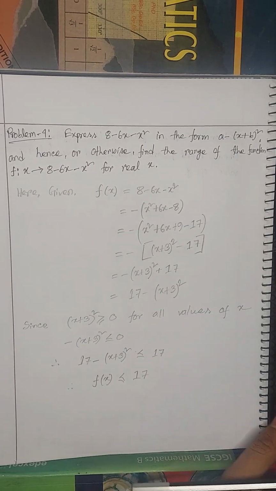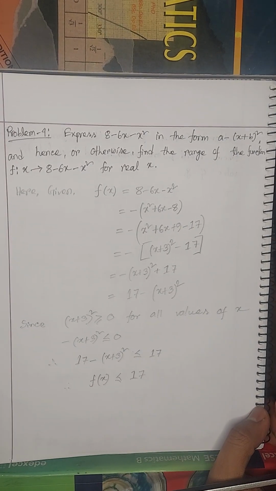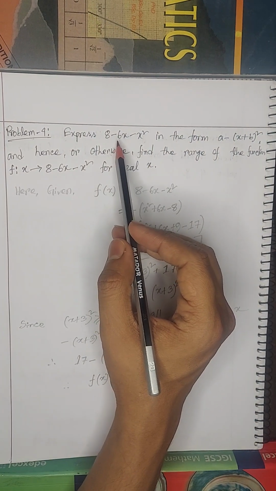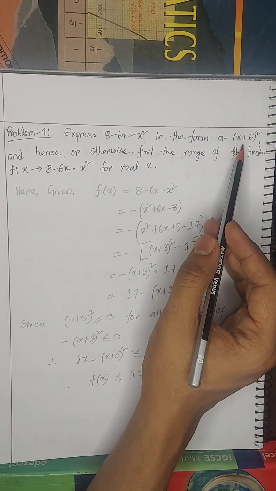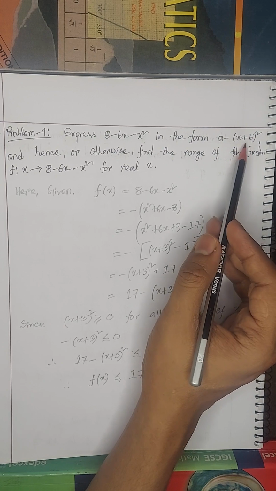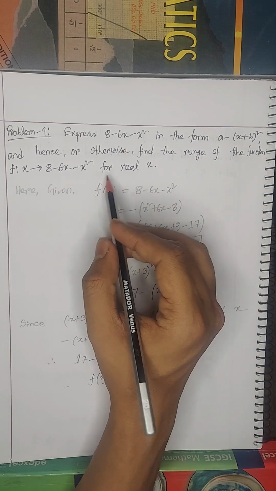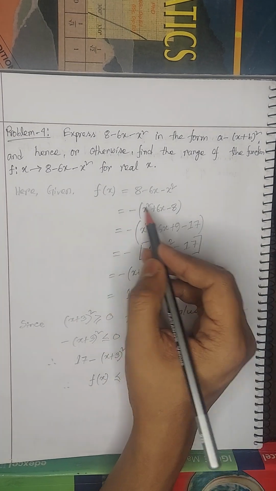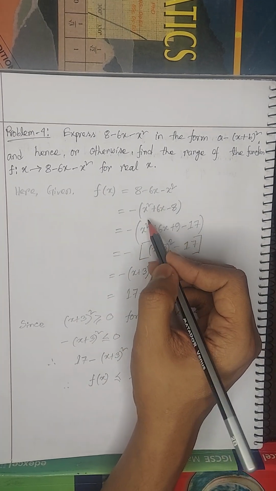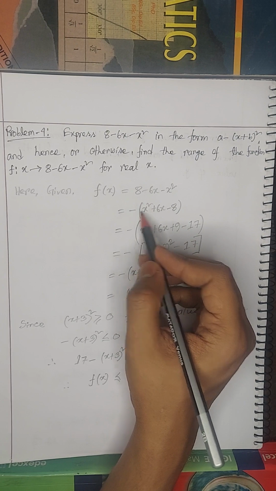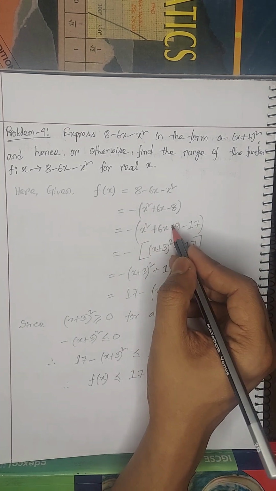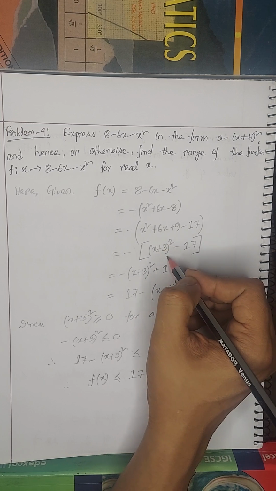Now we see another problem of a similar type. Here we have to transform this quadratic equation in the form a minus (x plus b) whole square, and then we have to find the range of x. First we transform in a similar way. We take minus outside of the bracket, and then we bring it to the a plus b whole square formula.